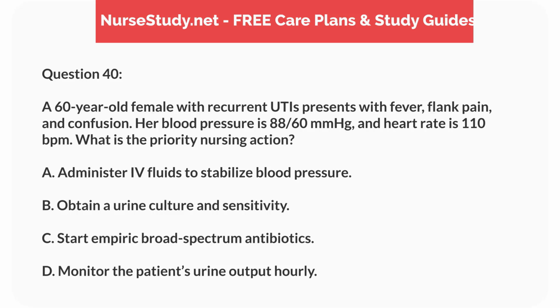Question 40. A 60-year-old female with recurrent UTIs presents with fever, flank pain, and confusion. Her blood pressure is 88/60 millimeters of mercury, and heart rate is 110 beats per minute. What is the priority nursing action?